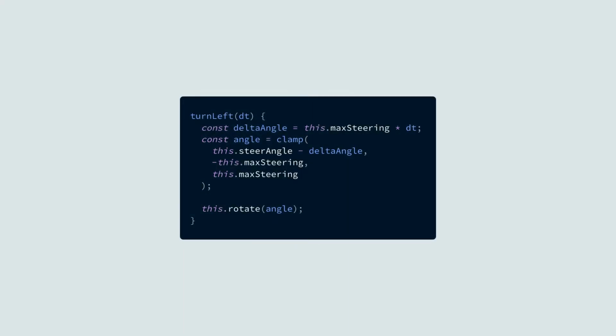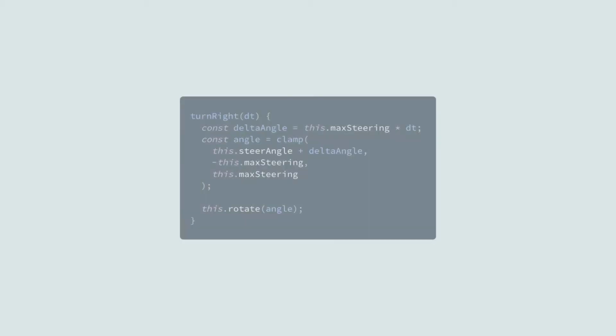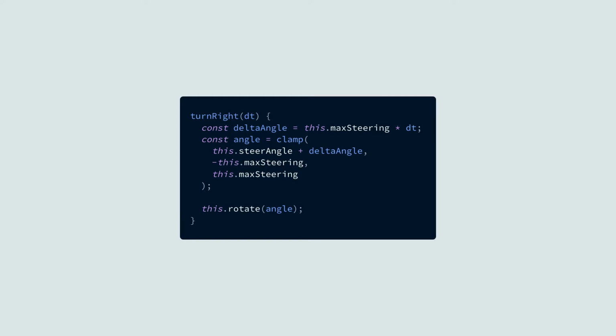For the turn left method, we need to multiply the max steering value by the delta time, then subtract that value from the current steering angle. We also need to clamp the value between minus max steering and max steering. Same thing will be done for turning right, except that we need to add the delta angle to the previous steering angle this time.